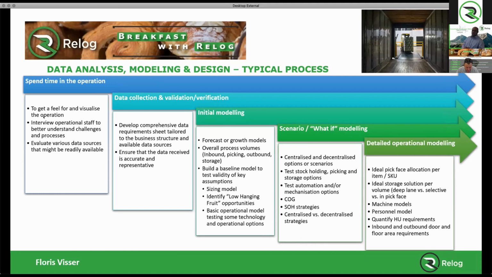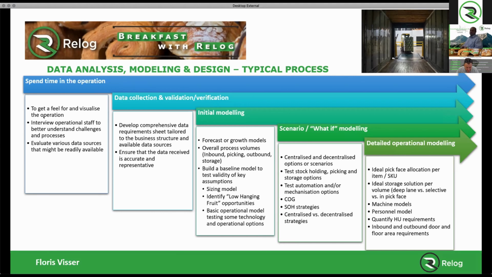And then also we try and, through that process, evaluate different data sources. I mean, sometimes some of the management reports are very useful if you look at them a different way to find the root cause of issues that they're having. The next step is obviously creating a database of information and validating that information, which is sometimes not as easy as it should be.